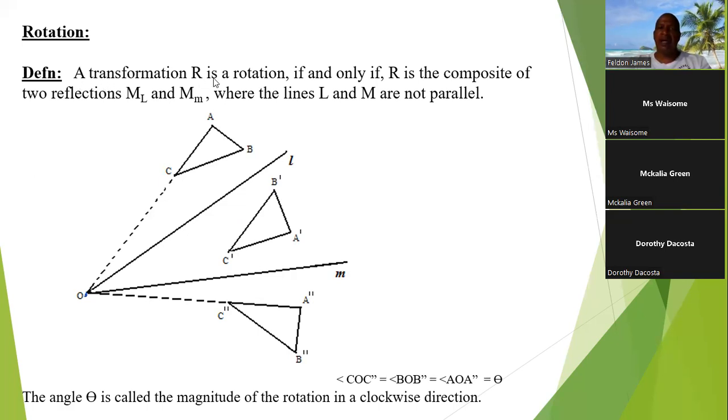So a transformation R is a rotation if R is the composite of two reflections, M_L and M_M, where the lines L and M are not parallel. Is that clear? So that's the definition. All right, so the angle is called the magnitude. So what they're looking at is these two, the angle of C, C-O to C'.